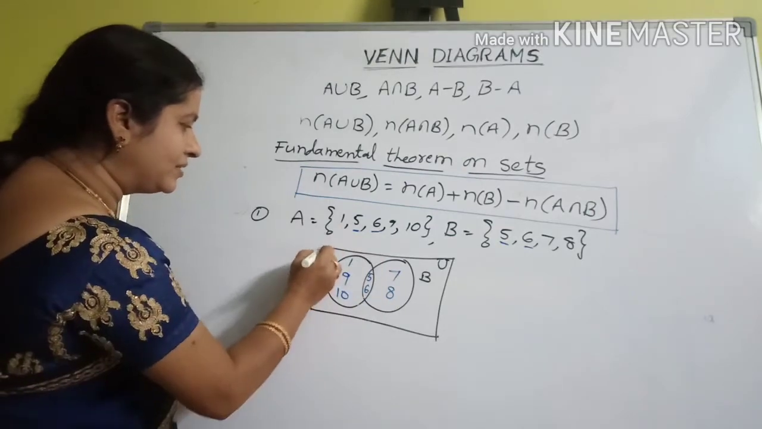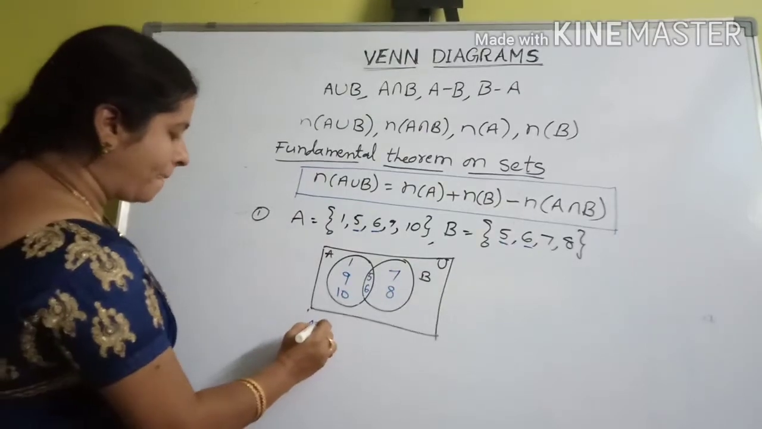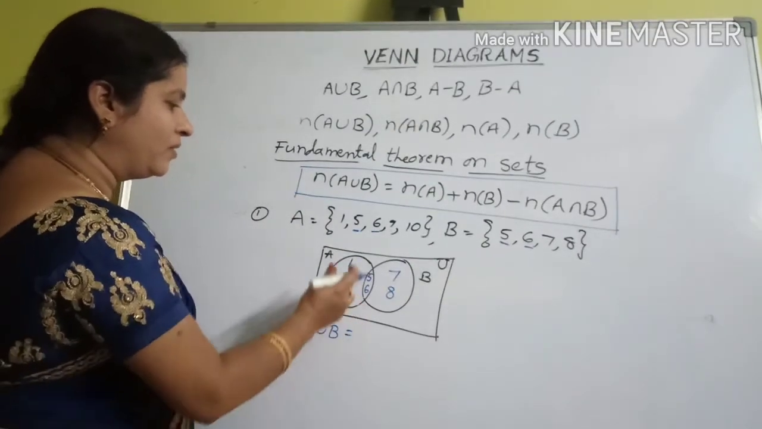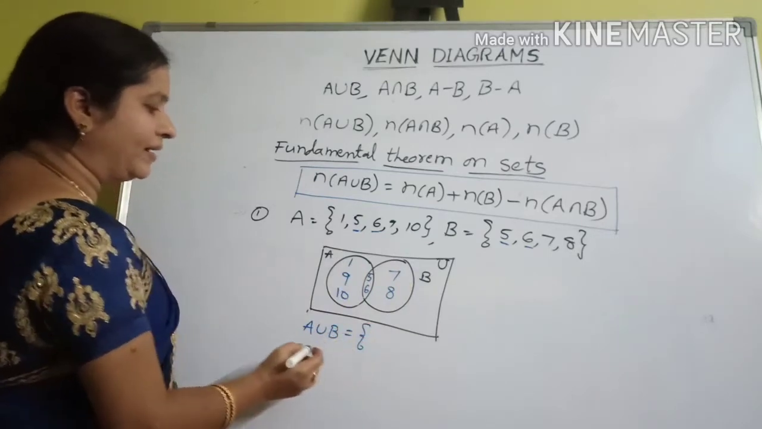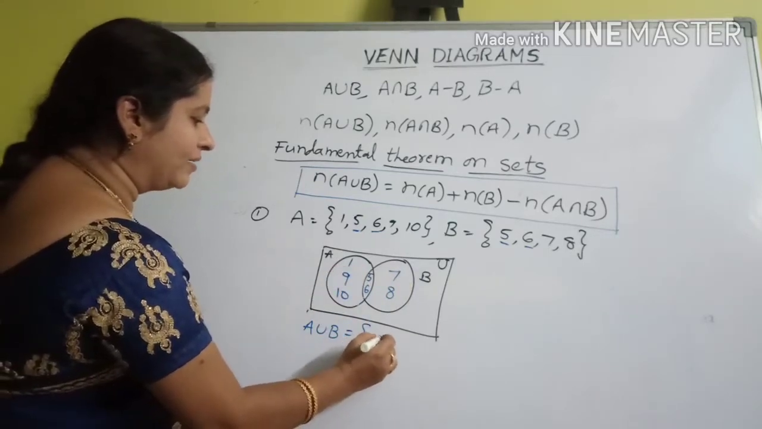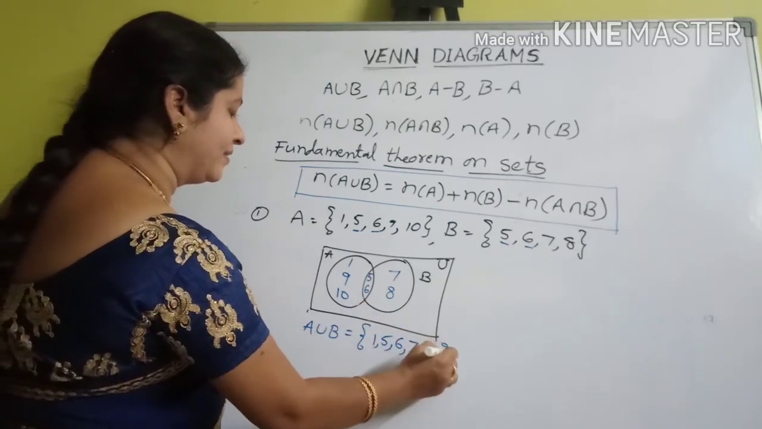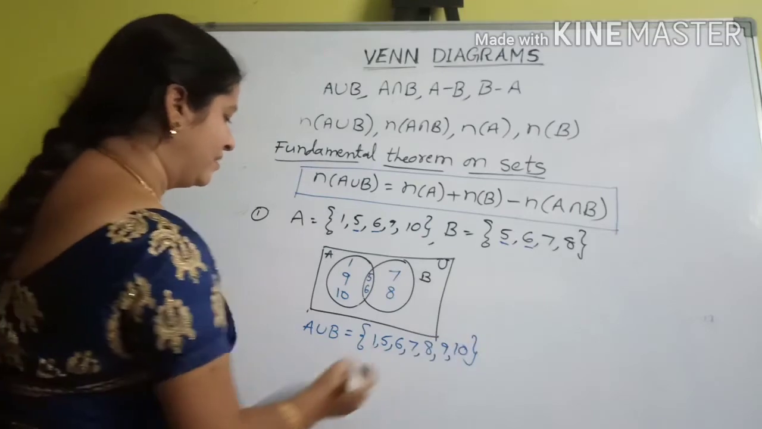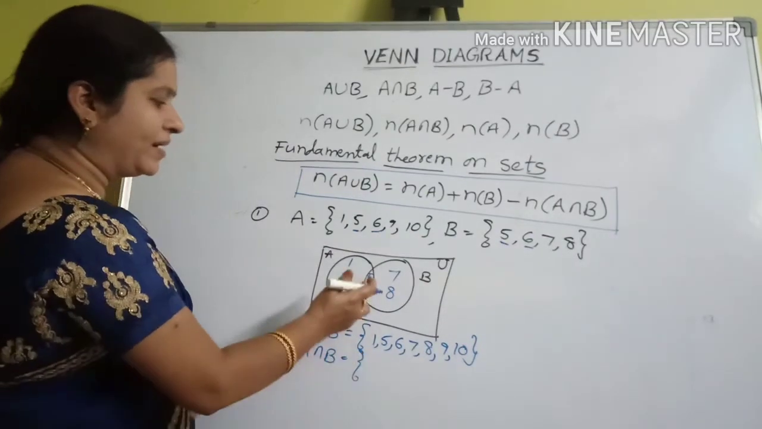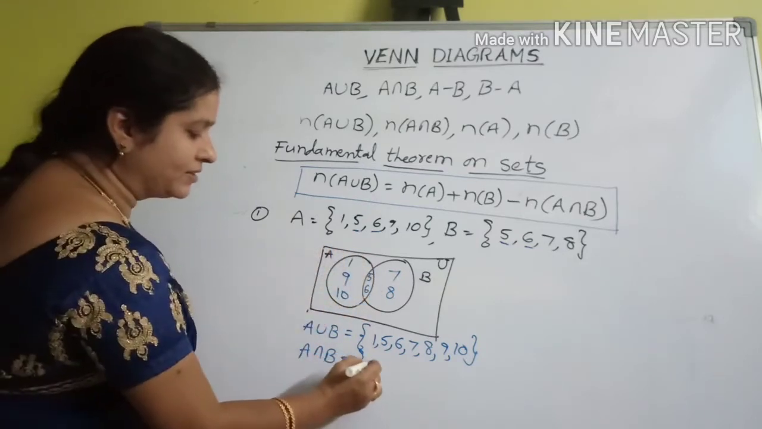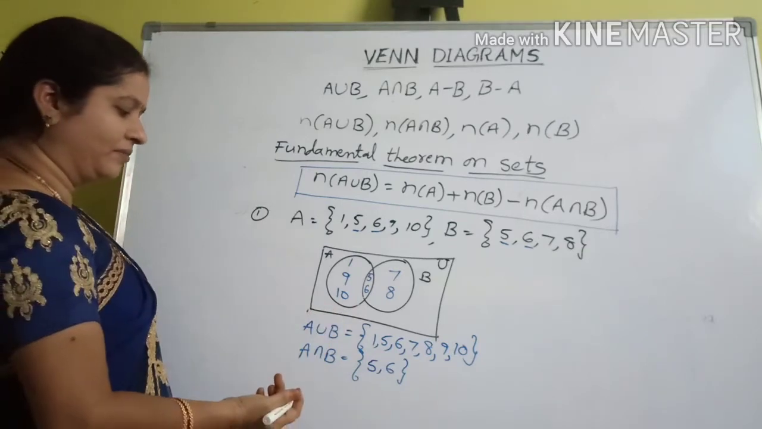So we can very easily find the A union B values and A intersection B values. What is the A union B value? All the elements of A and B. Simply write the set of 1, 5, 6, 7, 8, 9, 10. A intersection B value: the elements in the common part, only 5 and 6. So this is the A intersection B value.